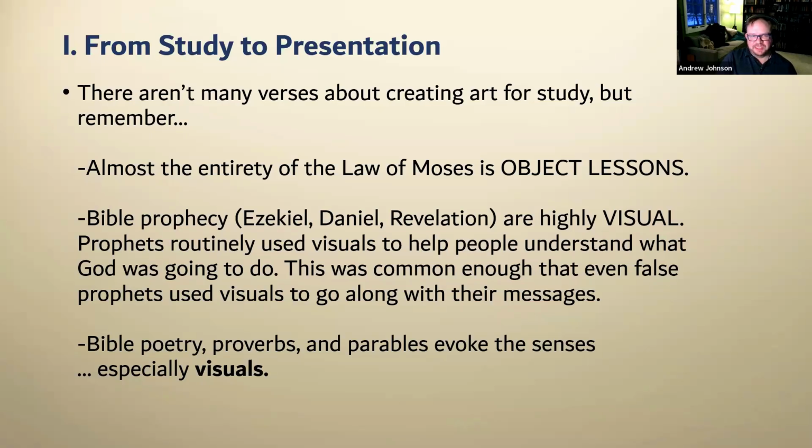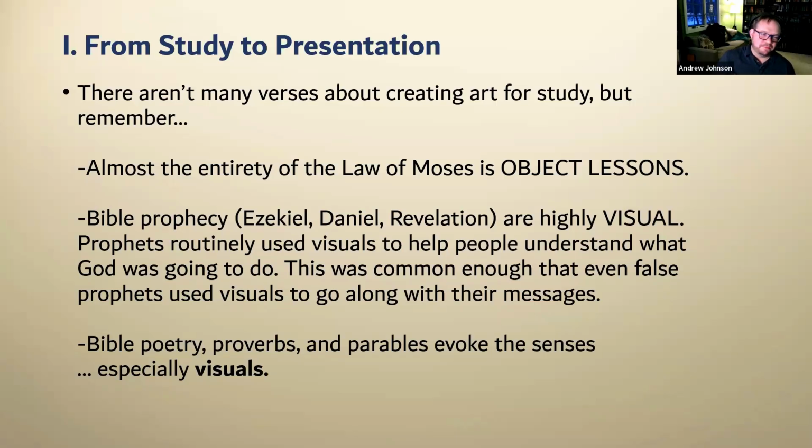Now, when we look at, for example, the law of Moses, almost the whole law is object lessons. It's extremely visual. It's participation in a visual. And all of those visuals are meant to elucidate our relationship to God, our relationship to our neighbors, our relationship to sin, our relationship to death, our relationship to grace and mercy, right? And that's what the law is there to do. There's a reason that it's a schoolmaster to bring us to Christ, and it's a highly visual schoolmaster.